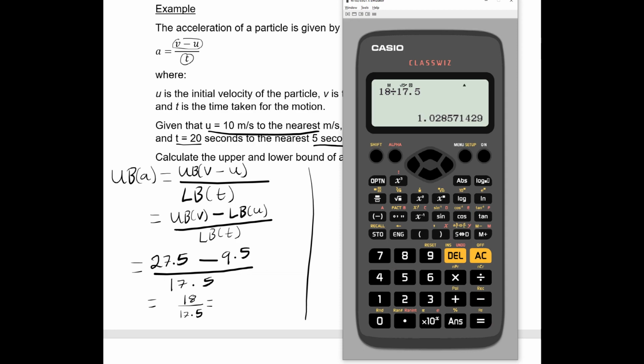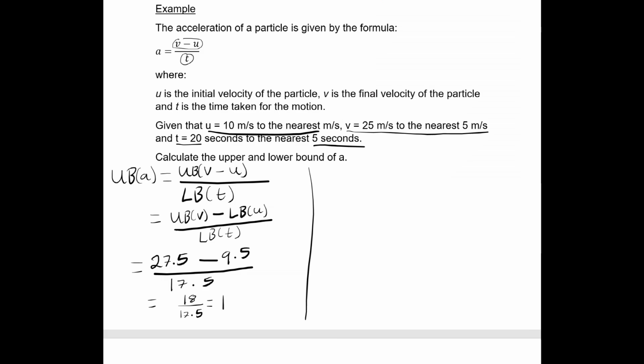This gives you 1.029, or approximately 1.03 meters per second squared, because the units of acceleration are meters per second squared.